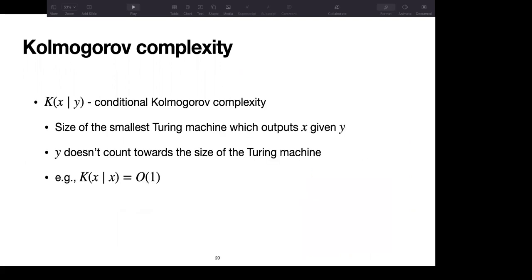Another thing I need to introduce, again, I won't be using this too much, just a little bit of notation, is the conditional Kolmogorov complexity. This is the size of the smallest Turing machine which outputs X given Y, and Y doesn't count towards the size of the Turing machine. So for example, the conditional Kolmogorov complexity of X given itself is just a constant.